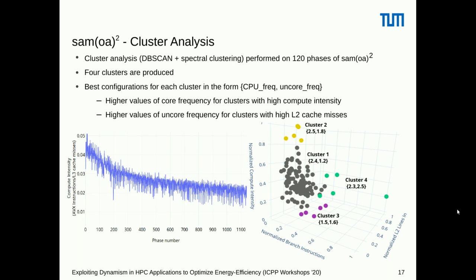The figure on the left shows the trend for the compute intensity across the entire application execution. The figure on the right illustrates the final clustering obtained after performing DBSCAN followed by spectral clustering. 4 clusters were produced. We can see that for clusters that lie in the region of low normalized compute intensity, a low setting of CPU frequency is recommended and vice versa. A high amount of traffic entering the L2 cache is indicated by cluster 4, for which a higher setting of the uncore frequency is beneficial.